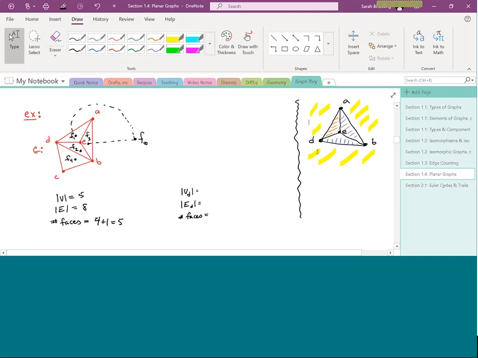Okay? But the key thing here is when you deal with whatever your face is, whatever you've pulled for your face, it's going to be a circuit. For the unbounded face, there are no vertices outside the graph. For a bounded face in here, you're not allowed to have any vertex inside of that region you're trying to call a face.